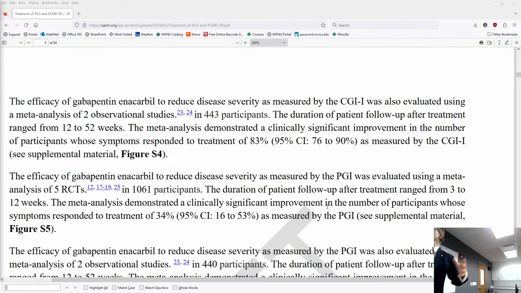So what they're saying is that they are 95% sure that the true percentage of people who would respond to this treatment is between 76 and 90%. Notice that means they could be wrong. There's a 5% chance that they're wrong. 5% of the time, these people are wrong. There's nothing we can do about it. That's the way the math works.